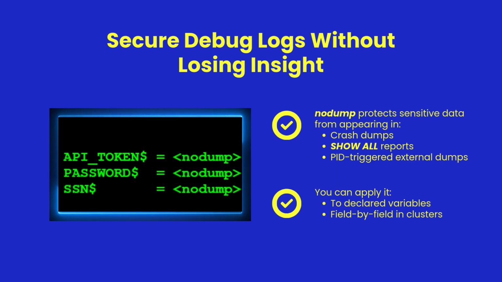SheerPower goes further by keeping your debug logs secure. With the nodump attribute, you can shield passwords, tokens, and other sensitive fields from ever appearing in diagnostic files. It's fast, automatic, and protects your app from accidental data leaks.